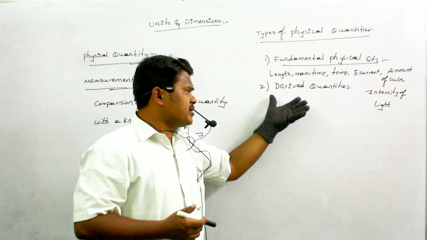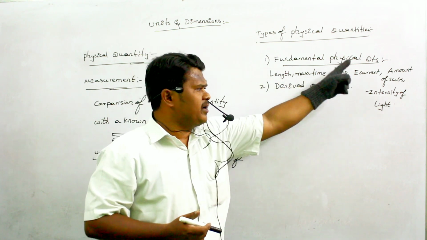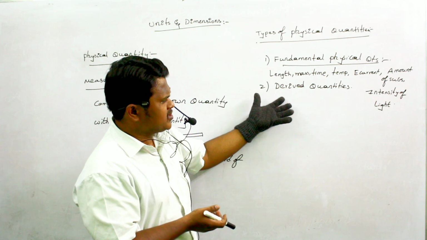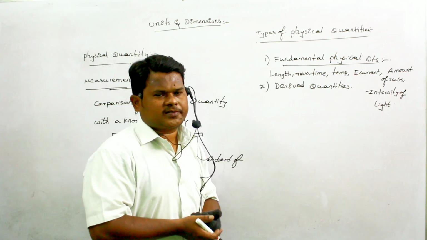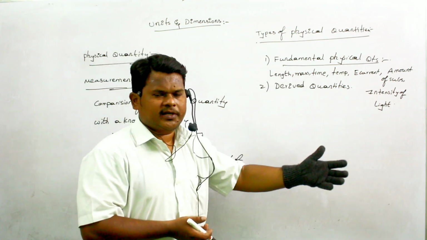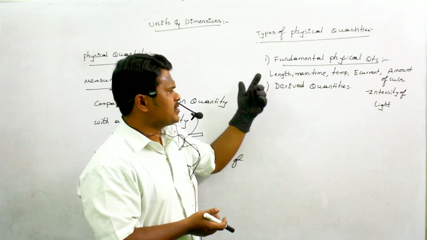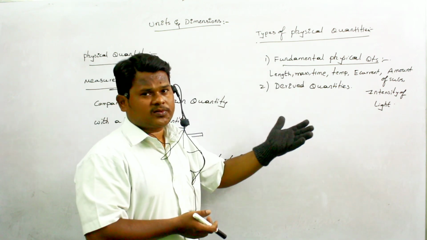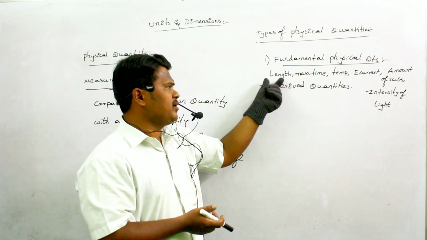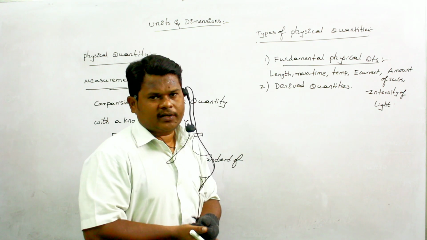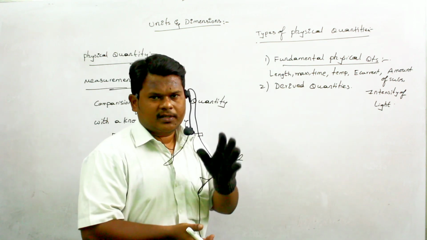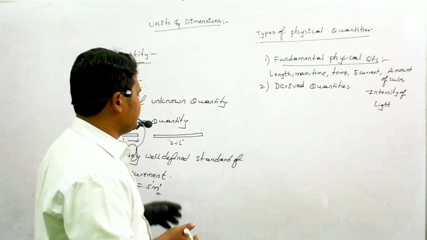All the derived quantities depend on these fundamental quantities. For example, if I want to measure the volume of any substance, I know volume is equal to length into breadth into height. Length is a type of length, breadth is also a length, height is also a length. So it means volume depends on the fundamental physical quantities. Such quantities we call derived quantities.